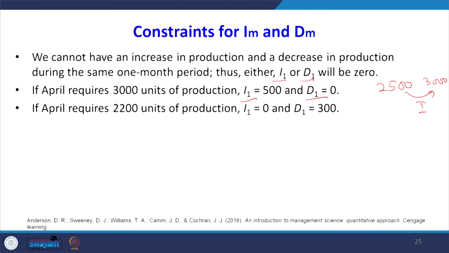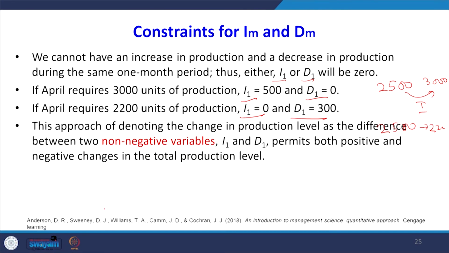Suppose the April requirement is 2200. In March itself we already have 2500, and now the requirement is only 2000. Now it is decreasing. Now the value of I1 will be 0, but D1, the decrement, has to be done, because the next month it is only 2200.